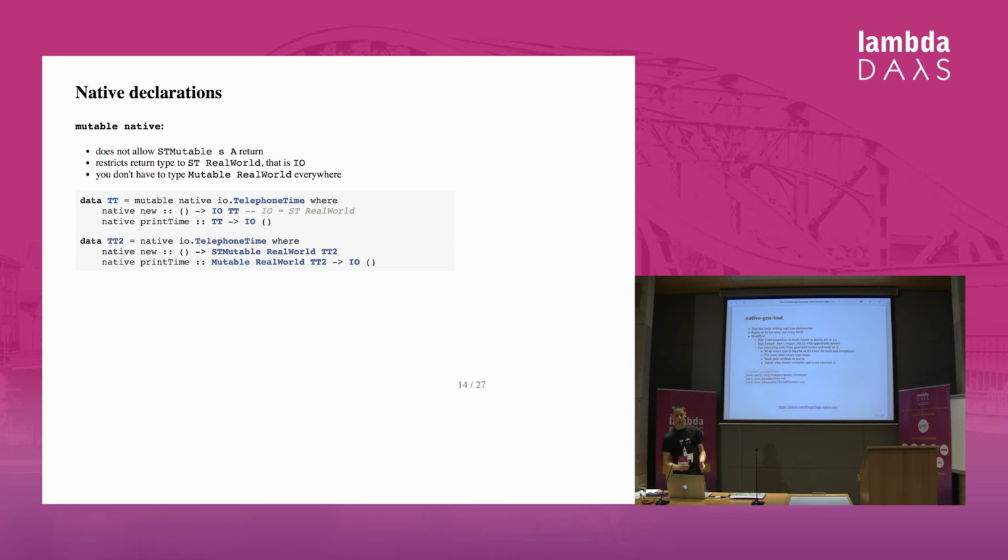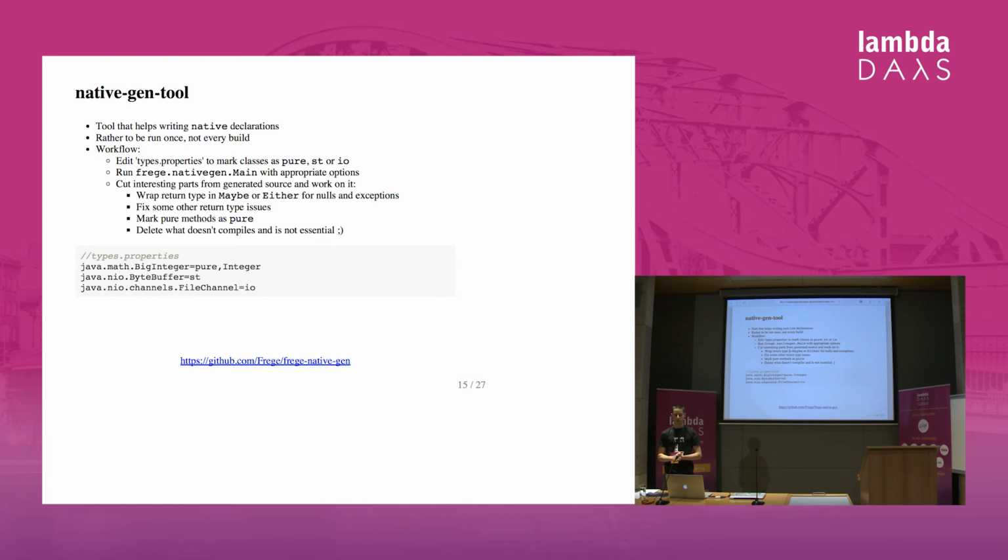Okay, there is a tool for generating a big amount of code, a big amount of native declarations. You can feed it with some Java package or one class or package, and it will generate these native declarations for you. So the workflow is as follows. You need to edit a special file of type properties. There is a little excerpt from this file.